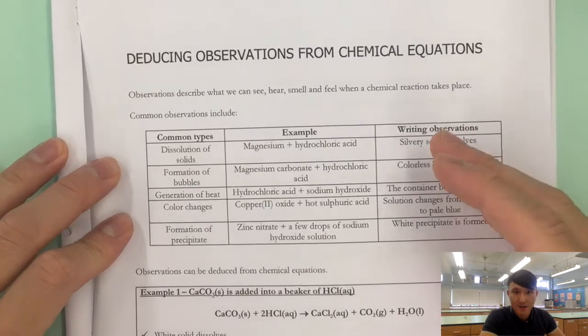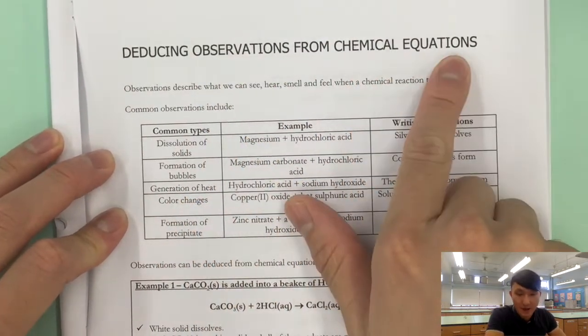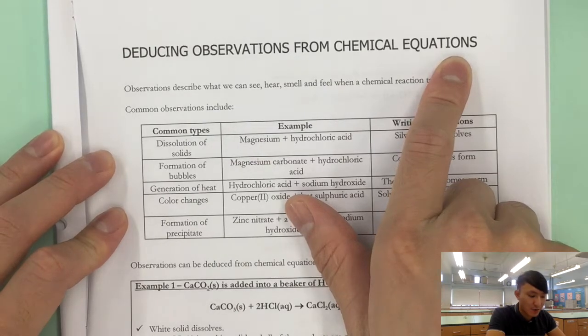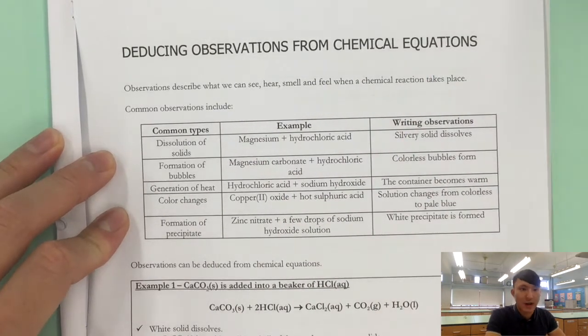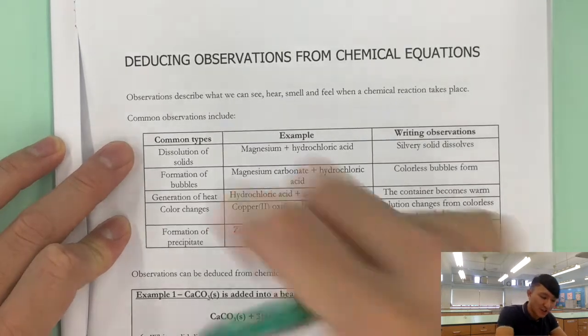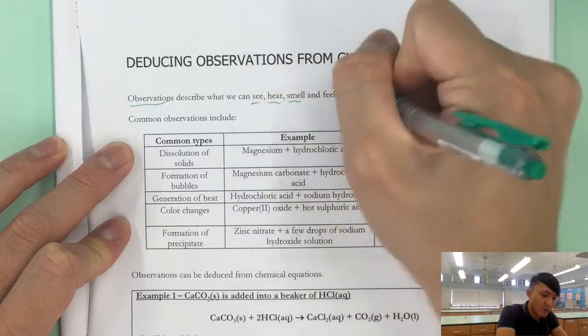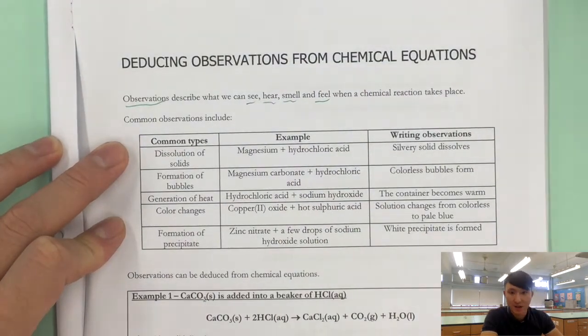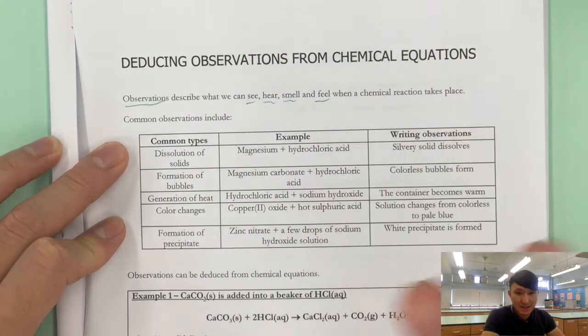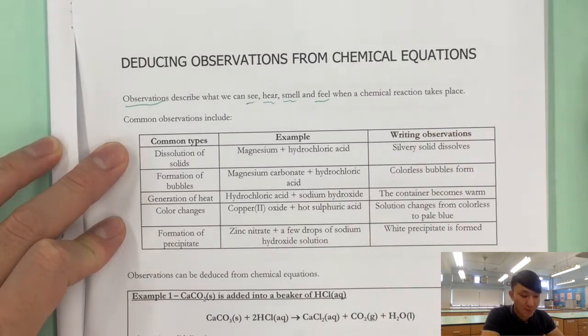So the last item here is talking about how to deduce observations from chemical equations. So first of all, observation. We have been talking about observation since Form 1. Again, observations is what we can see, what we can hear, what we can smell, what we can feel when a reaction takes place. Well, taste is not advisable because we should not taste anything in the chemistry lab.